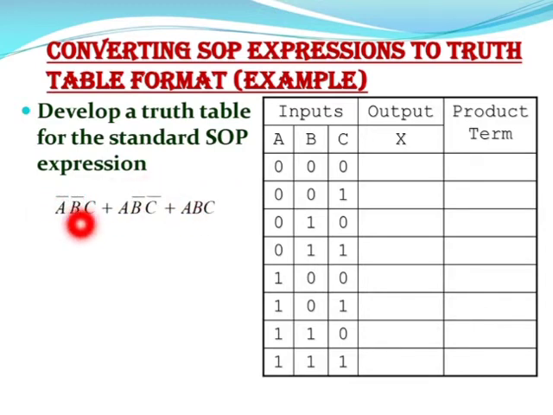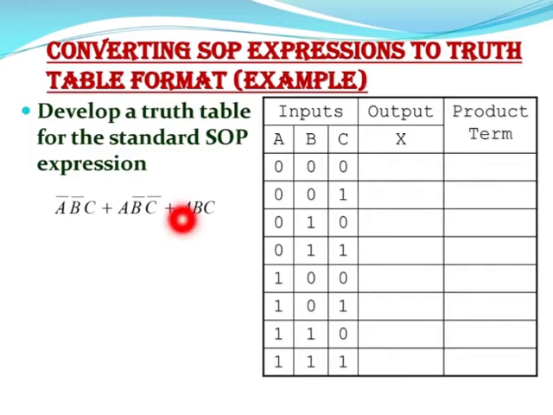This is the question: A bar B bar C plus A B bar C bar plus A B C. So you should construct a truth table. This is 3 variables, so 8 possible conditions: 0 0 0, 0 0 1, 0 1 0, 0 1 1, 1 0 0, 1 0 1, 1 1 0, and finally 1 1 1. And this is the output and the product term.